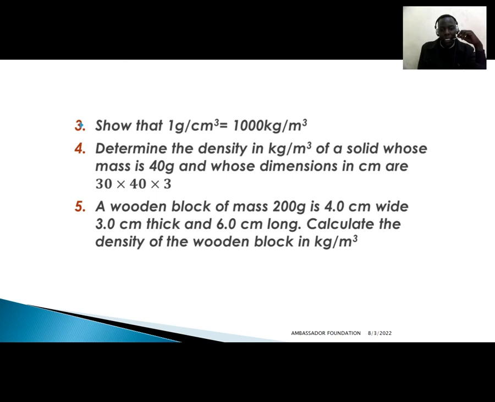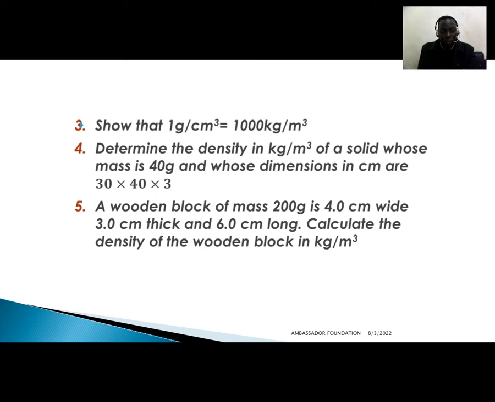Determine the density in kilogram per meters cubic of a solid whose mass is 40 grams and whose dimensions in centimeters are 30, 40, and 3. So very simple. Let's get the volume: 30 times 40 times 3. You get the volume. Density is given by mass over volume, 40 over the volume you have down there.